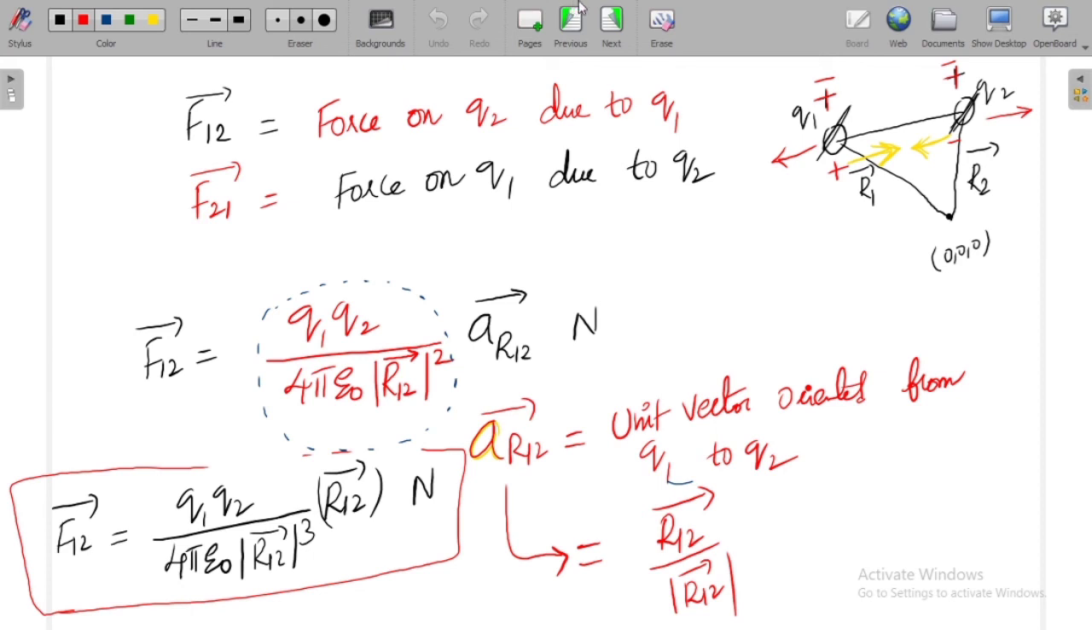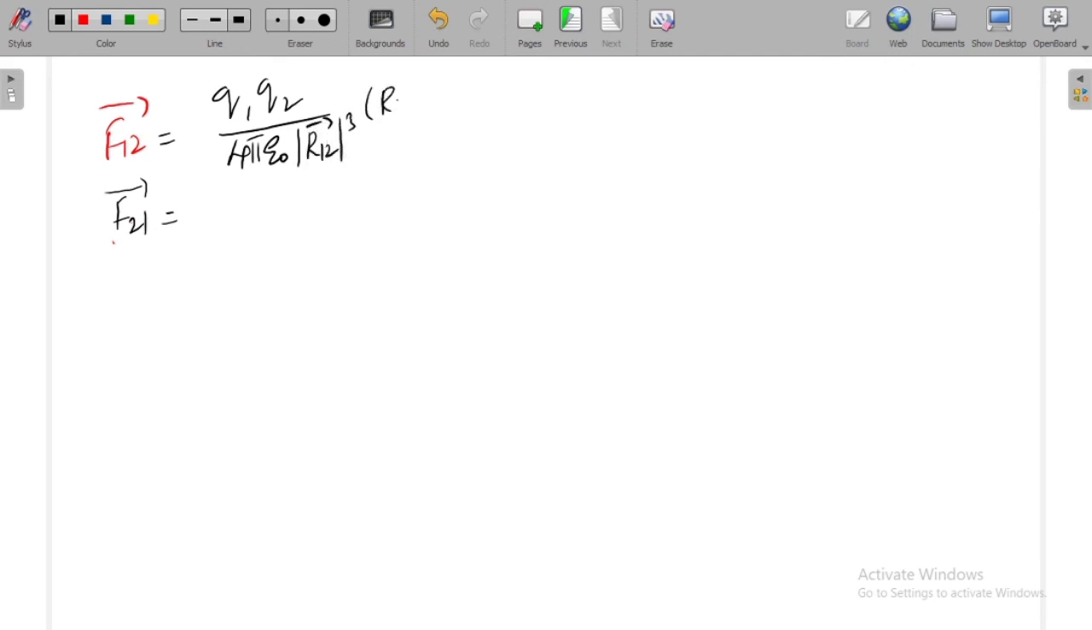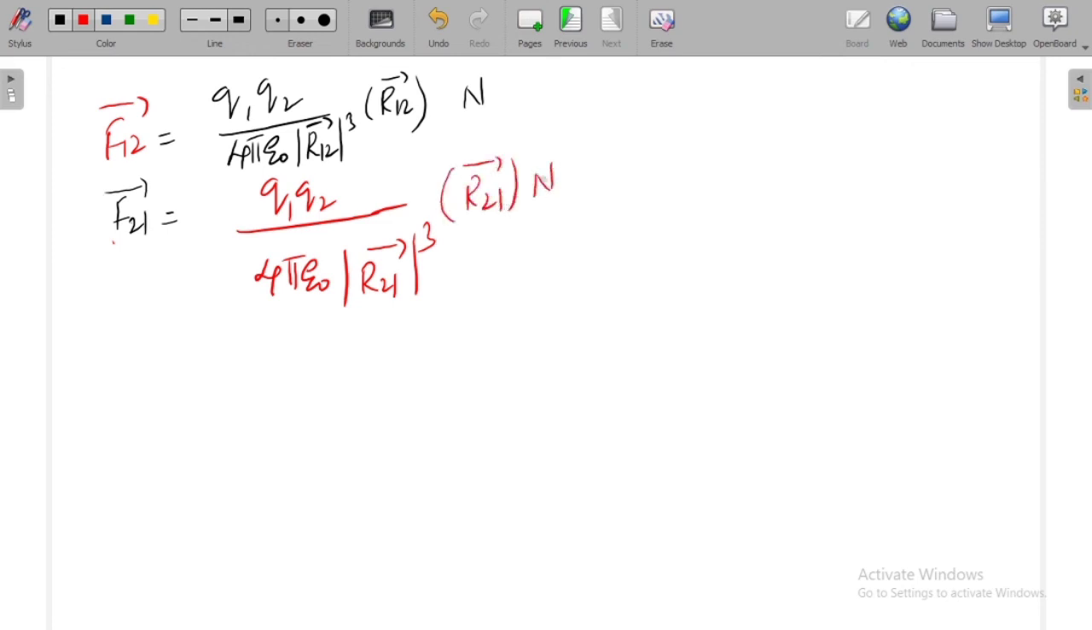Now write both the equations. Let me write in a separate page so that you can understand it easily. F12 bar and F21 bar. F12 bar is nothing but Q1 Q2 by 4 pi epsilon naught magnitude of R12 bar whole cube into R12 bar Newton. And F21 bar is again a product of Q1 and Q2, 4 pi epsilon naught and R21 bar magnitude whole cube into R21 bar Newton. Now see here, in both the equations, consider this as the first equation and this as the second equation.